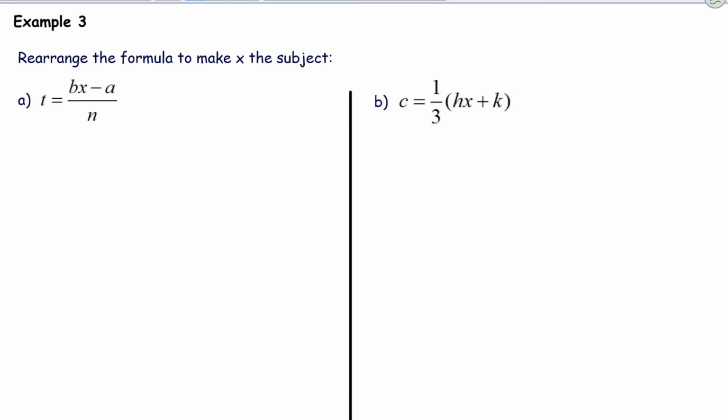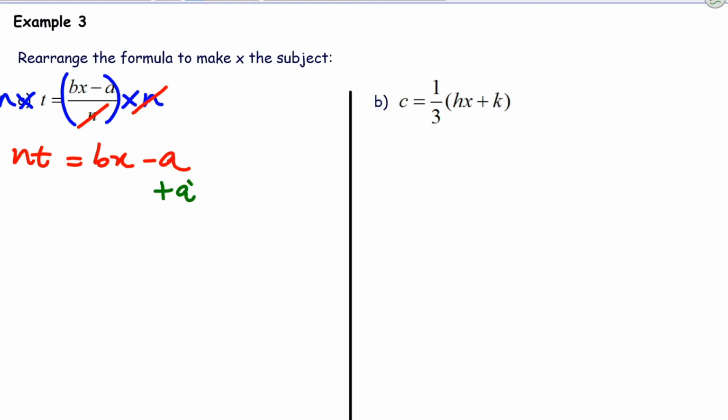Okay, example 3, rearrange the formula to make x the subject. So the process is the same. Start by multiplying by n. And here n divided by n will be equal to 1. So we are left with nt is equals to bx minus a. And then the opposite of subtracting a is adding a. So we add a again, add a.